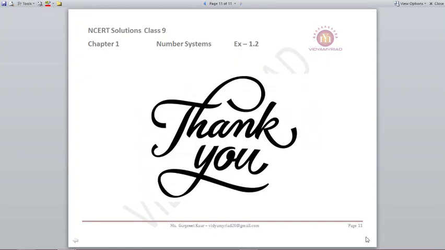That's all for this exercise, children. It was a very simple and small exercise. I hope you have understood. You should know what real numbers are, what rational numbers are, and what irrational numbers are, and then it becomes easier for you to explain whether the statement is true or false.